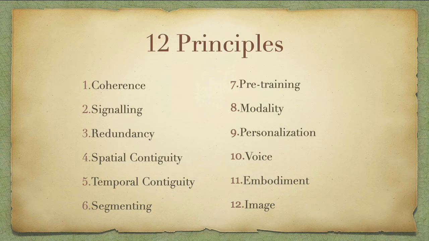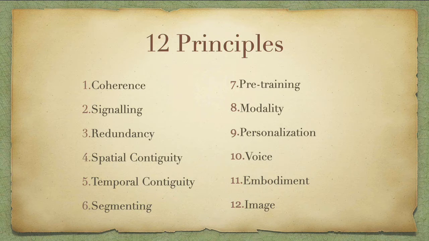3. Redundancy. People learn better from graphics and narration than from graphics, narration, and on-screen text. This can be an issue if your video displays subtitles automatically. This also means that you want to avoid creating content where you are literally reading off the screen.